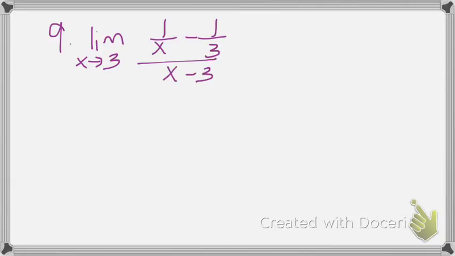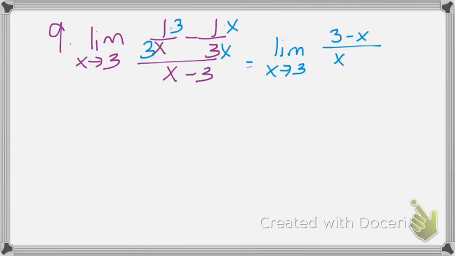Okay, let's do another one that looks similar to that. Alright, our common denominator here is going to be 3x. I'm looking at the top. So I need a 3 there and I need an x there. Well, if I do that, I've got to multiply the top by 3 and the top by x. So this gives me the limit as x approaches 3 of 3 minus x over x minus 3.